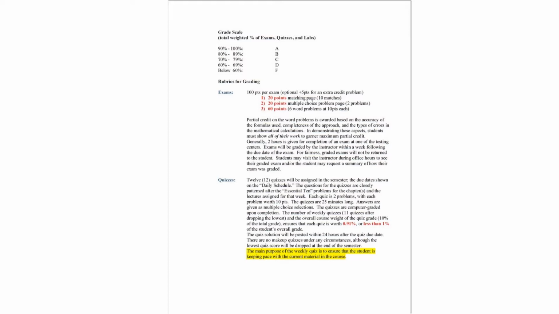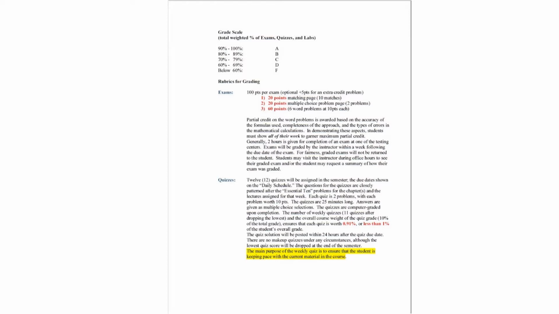And then there's the problem section, which will be 6 word problems, probably 2 easy problems, 2 medium problems, and 2 hard problems. 10 points each, partial credit given. The partial credit on the word problems is awarded based on the accuracy of the formulas used, the completeness of your approach, and the types of errors in the mathematical calculations. In demonstrating all these aspects, students must show all of their work to garner maximum partial credit. Generally, 2 hours will be given for the completion of an exam at one of the testing centers or by a proctor at a remote site.